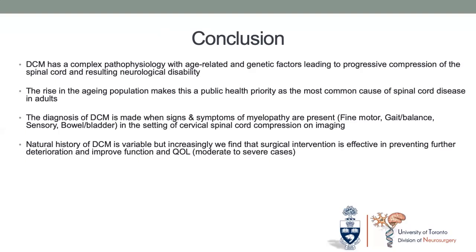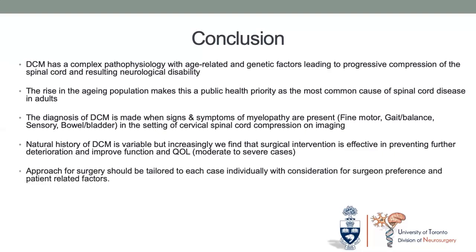Number 4, we have still not fully understood the natural history of DCM, more specifically that of mild DCM. However, multiple studies have shown that in moderate to severe cases, surgery can be very effective, not only preventing worsening, but also leading to improved neurological and functional outcomes. Number 5, surgery. The surgical approach, anterior versus posterior versus combined, should be tailored to each specific case independently, depending on the history, anatomy, and stability, as well as surgeon preference for one or multiple procedures.